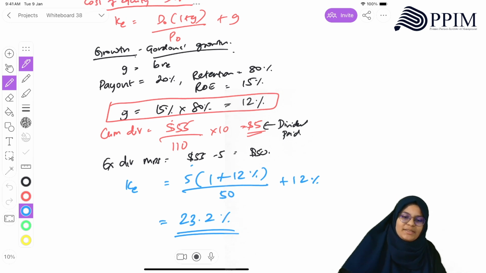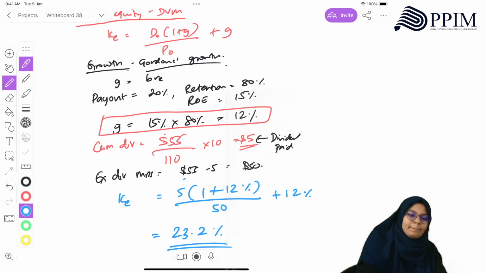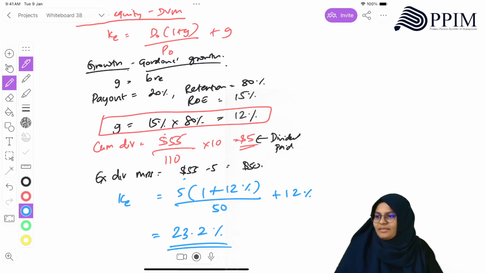Okay, if you have questions, ask me. So again here everything is fine except for the fact that what did they complicate here? They didn't give me the ex-div market price. They will do something like this, right?